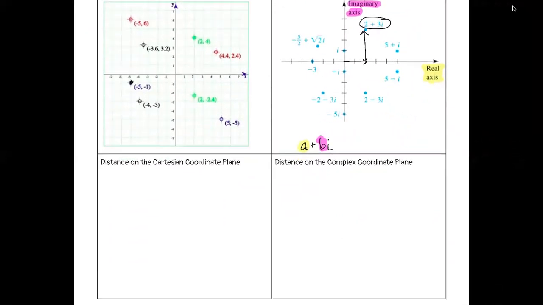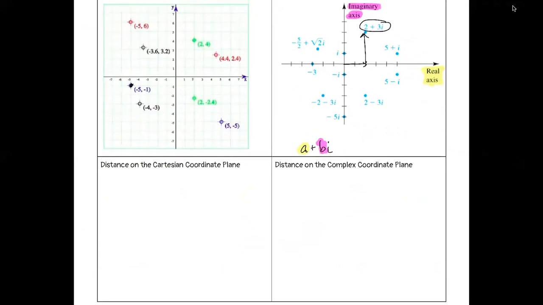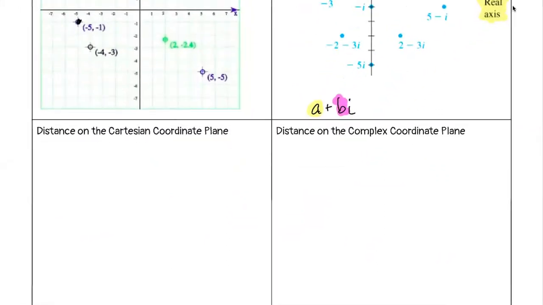So let's take a look at distance on both of these planes. So on the Cartesian coordinate plane, or our XY plane, we can think about distance as the square root of your x value squared plus your y value squared, okay? Really, it's a dressed up Pythagorean theorem where you solved for the hypotenuse, okay?